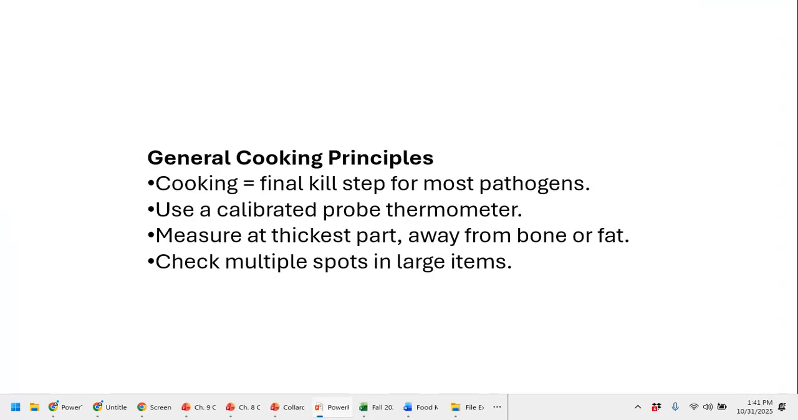So with our general cooking principles, when we cook things, it is the final kill step for most pathogens, most of those bad bugs. We use calibrated probe thermometers so that we make sure that the core internal temperature is where it has to be for that particular protein or food item. We measure at the thickest part and away from bones and fat, because both bones and fat can give you an off reading where you won't get the exact reading of the meat that's going to be consumed. Always check multiple spots on large items to make sure that it's not unevenly cooking.